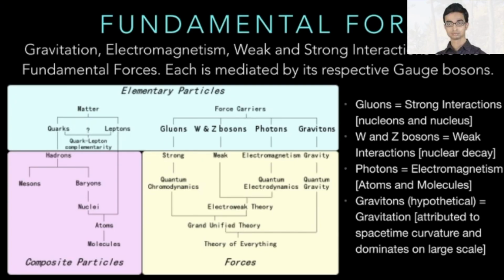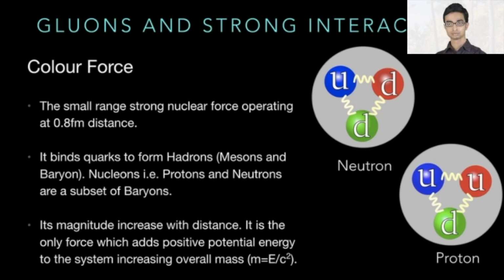The rest of the bosons, unlike Higgs boson, are directional, not scalar, and are called gauge bosons. These give rise to the four fundamental forces through their respective fields. Gluons give rise to a 0.8 femtometer small range strong nuclear force field, which binds quarks carrying color charge to form a proton or a neutron. This is called color force.